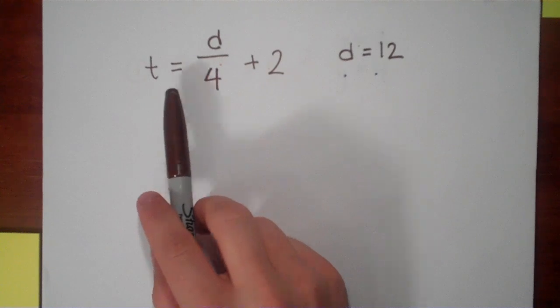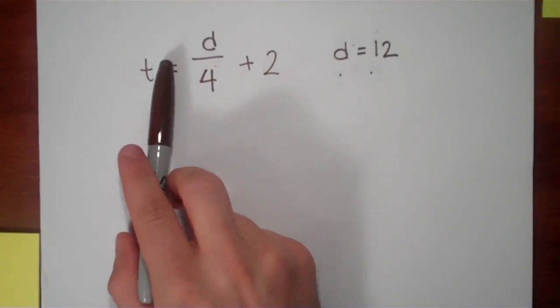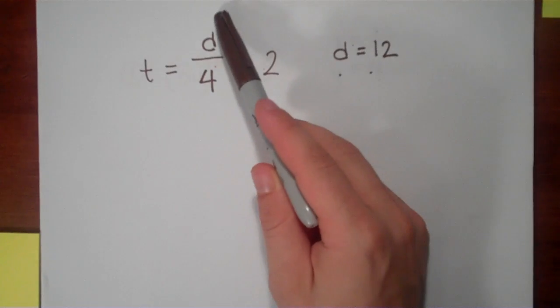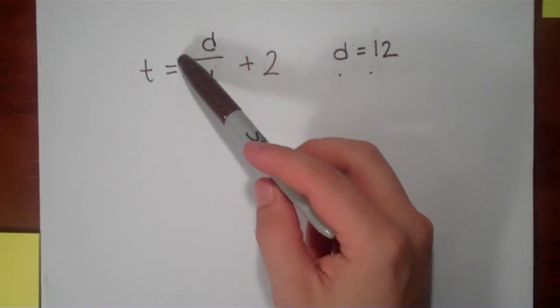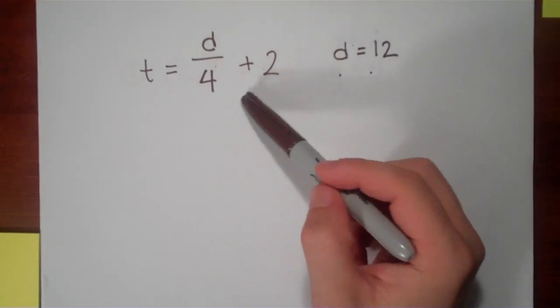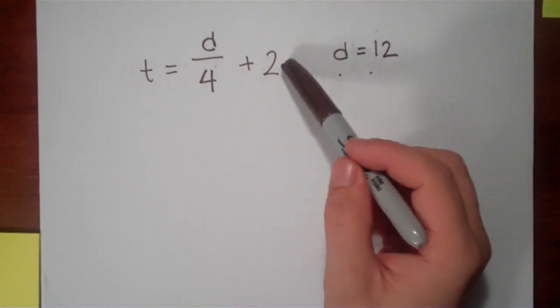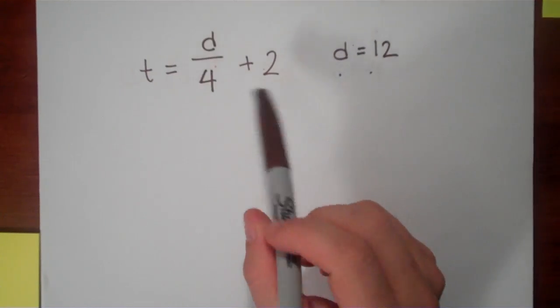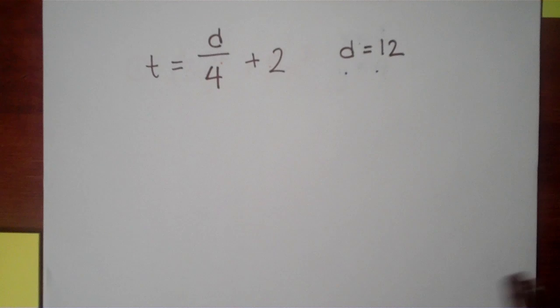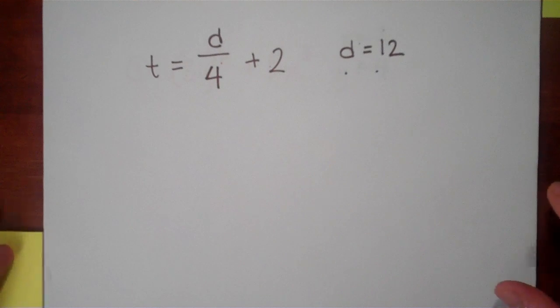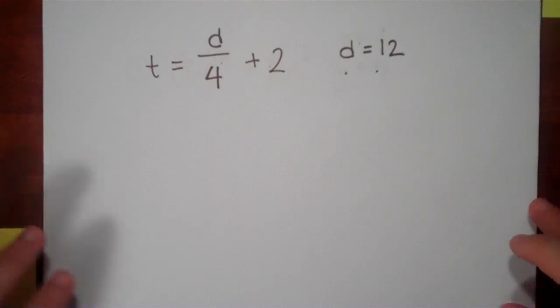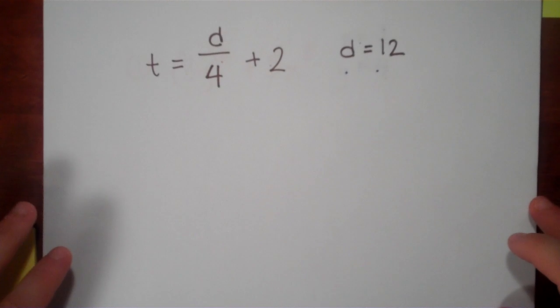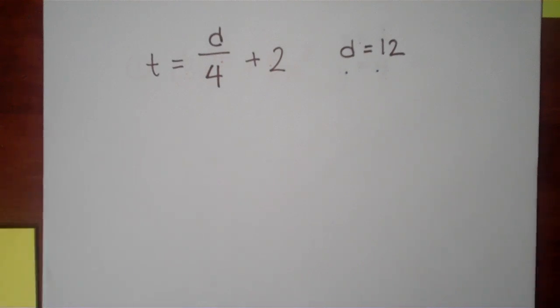So we have a variable over here. We're still trying to find what this whole expression equals. We're still evaluating this expression. So this is still an expression, but we're going to get into equations a little bit later on. Let's solve this given the variable, or let's evaluate this given the variable d equals 12.